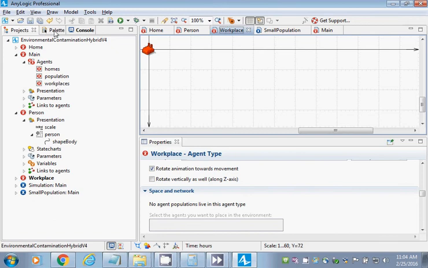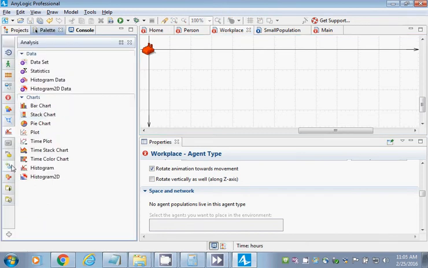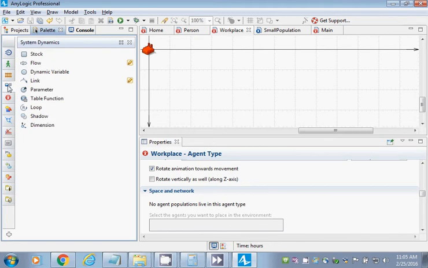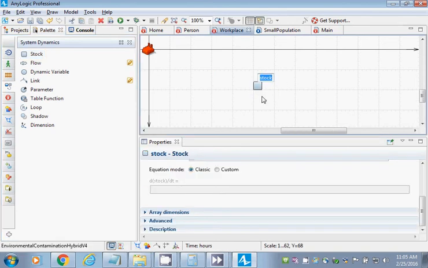So, ladies and gentlemen, I would like to repair ourselves to the system dynamics palette, and I'd like you to open up the workplace here. And I'd like to drag into the workplace a stock, ladies and gentlemen. This is going to reflect the reservoir, some amount of pathogen that's there. We'll call it pathogen reservoir that's associated with this workplace. And of course, we could provide many of these.